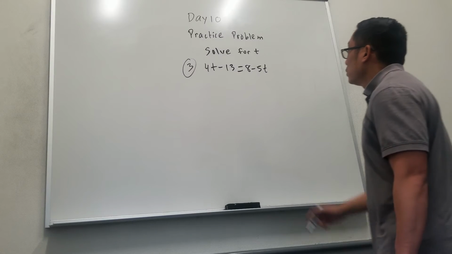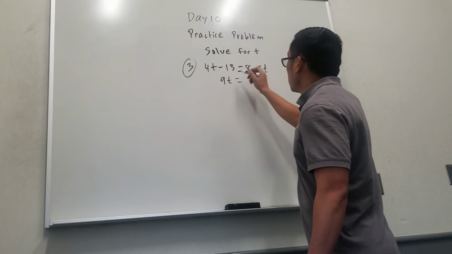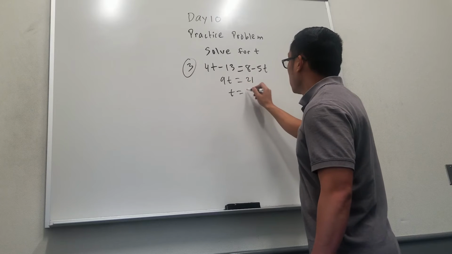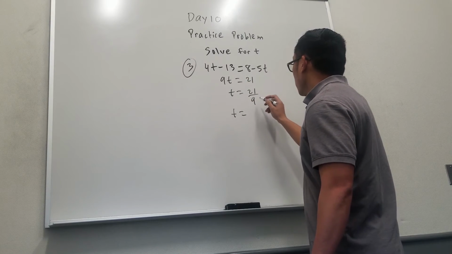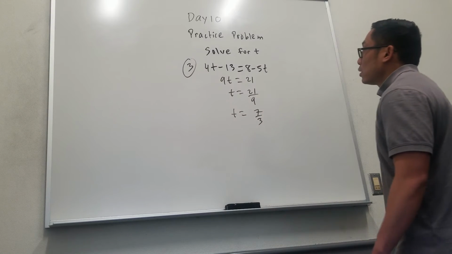Okay, so what do we do? Combine the t, so this will be 9t. Add the 13 to the other side, you get 21. Divide by 9, you get 21 over 9. And I can still reduce this, so 21 over 9 divided by 3, so you get 7 over 3. That's it.